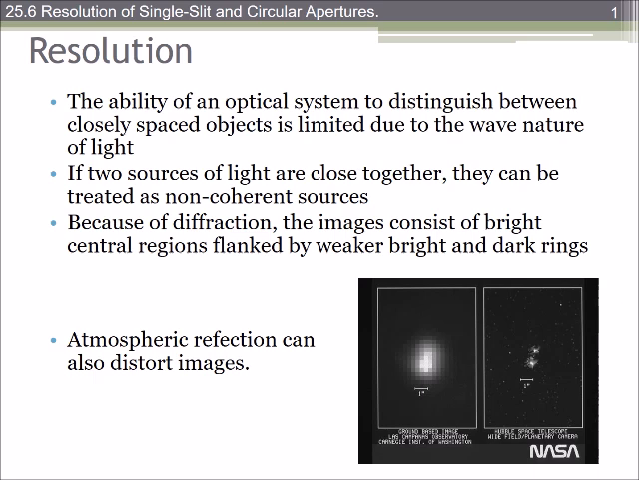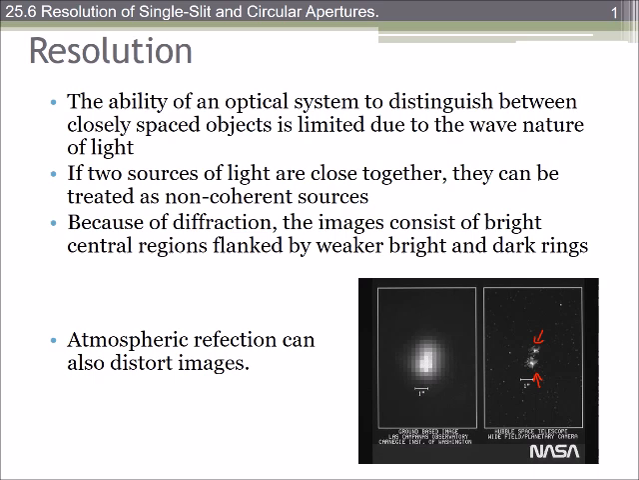So here are two closely spaced objects. I think this is Pluto and its moon Charon. This is limited by the wave nature of light. When waves pass through an opening, they tend to spread out on the other side of the opening. And that same thing happens anytime we observe something, because we observe everything through some sort of an opening.